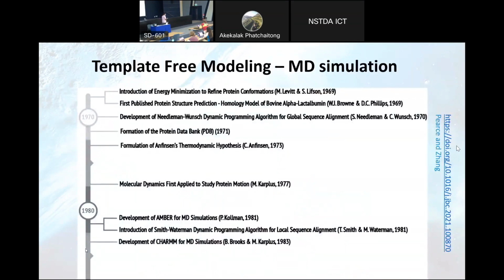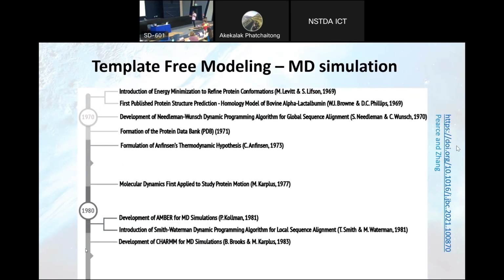Now, the template-free modeling, and I'm not going to go into details, the reason is you have been taught a full day on molecular dynamics and molecular mechanics. The first thing that comes into template-free modeling is the molecular dynamics, in the sense that we'll calculate all the physical forces between the atoms, we let them evolve using Newtonian mechanics, and see where they arrive.